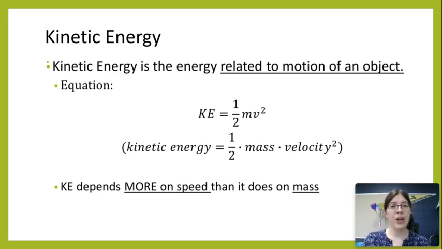So the important thing to notice here is that the kinetic energy is going to depend more on the velocity than the mass of the object. That is because we just take the mass, but we square the velocity.